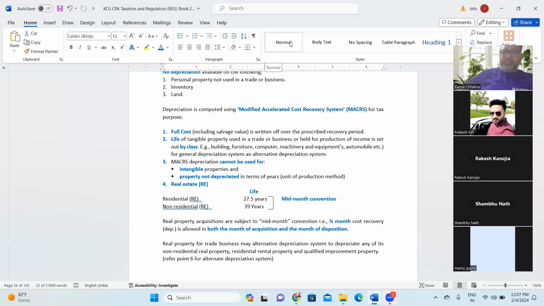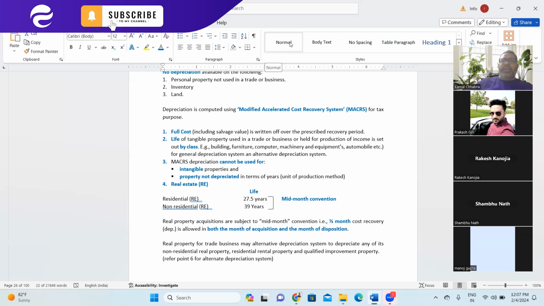Make sense? So those groups could be like building, furniture, computers, machinery and equipment, automobile, etc. for the general depreciation system or for an alternative depreciation system. We'll be discussing that, or you can say in your notes, those are frequently tested in the examination. For that we have already provided the details in notes.